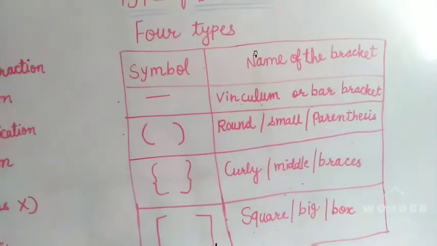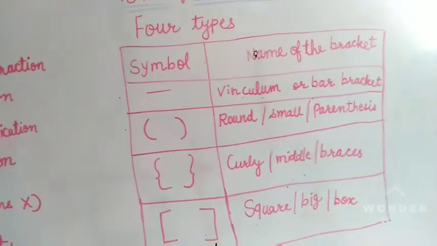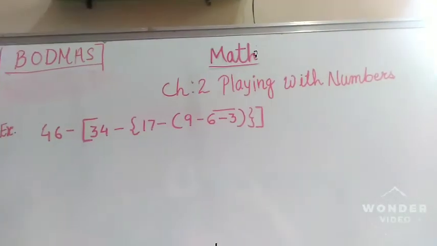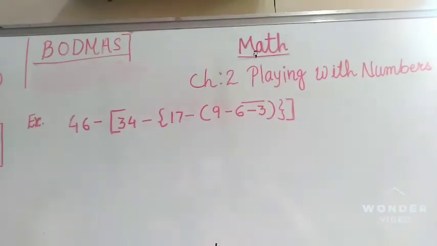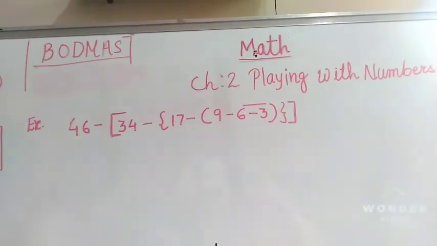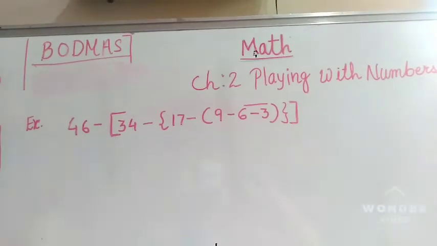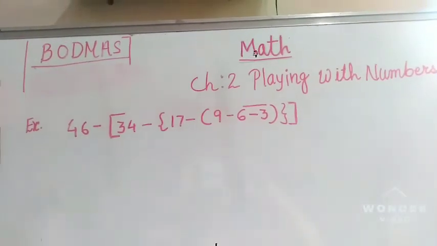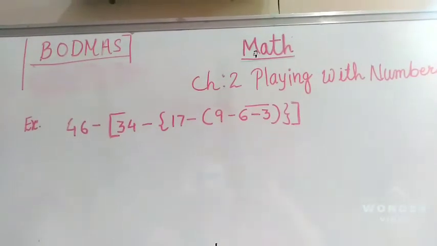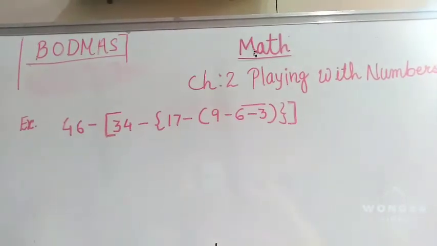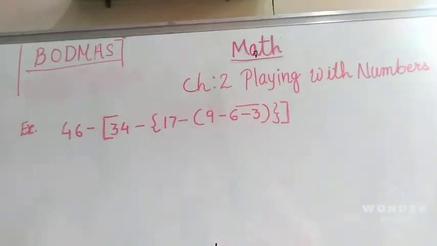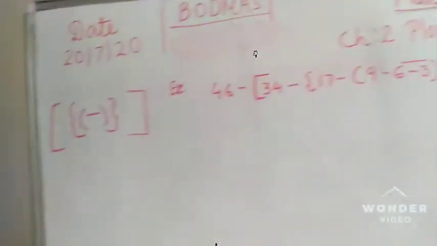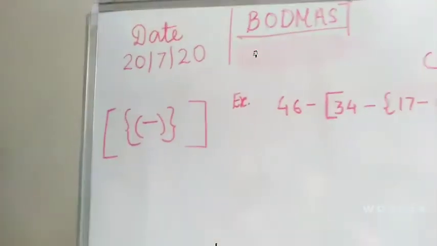Now the same we will see with an example. Hello students, now we will see one example using BODMAS. Just before, we have seen what BODMAS is. BODMAS means bracket, of, division, multiplication, addition and subtraction. That is the order of doing operations. Now we have seen the types of brackets also just before. Here again I am just revising for you all.